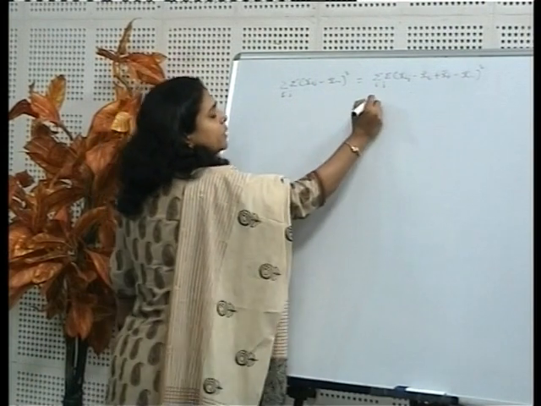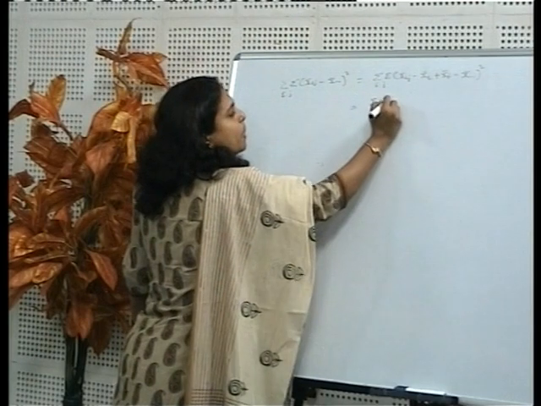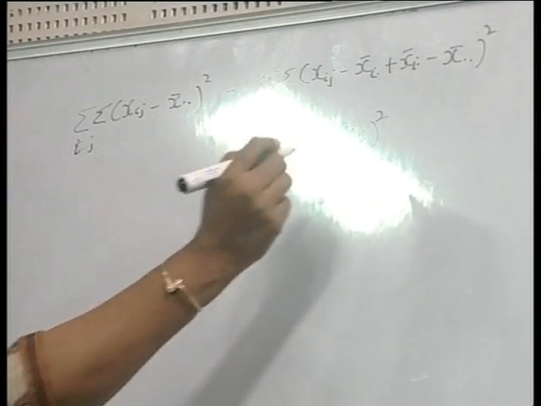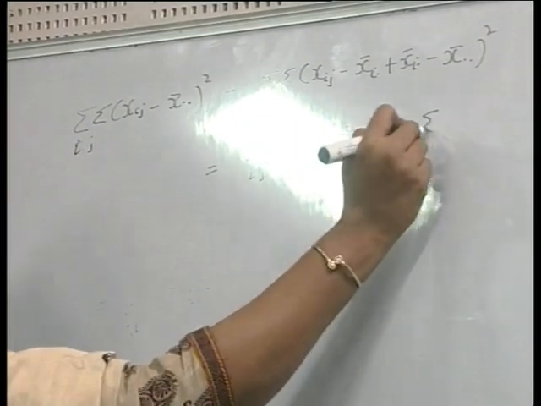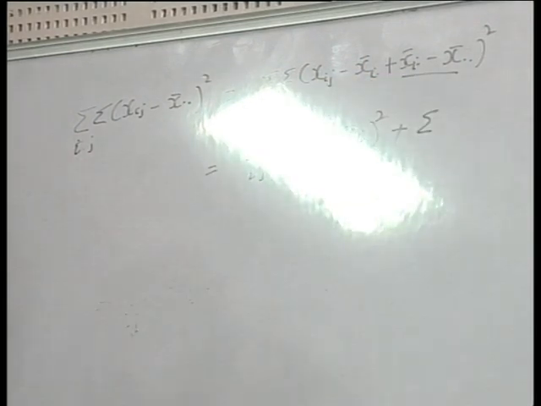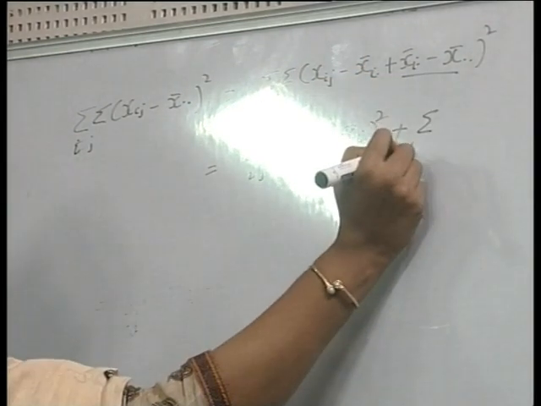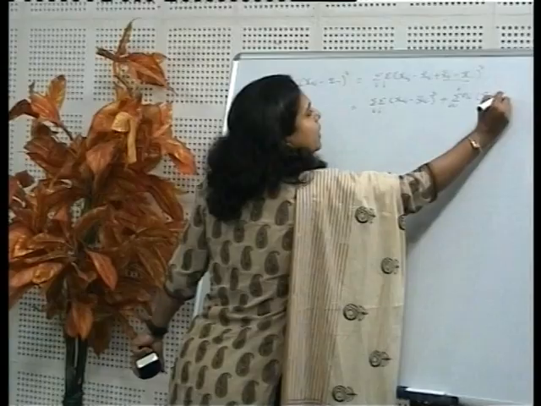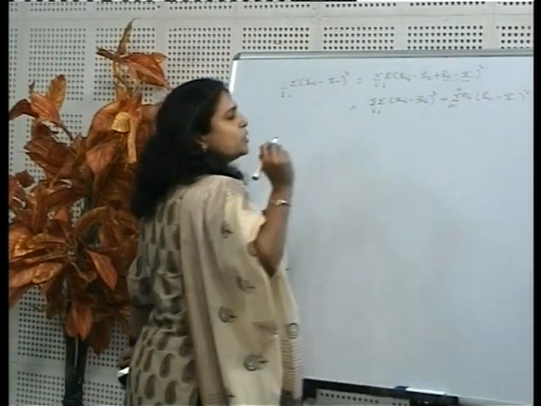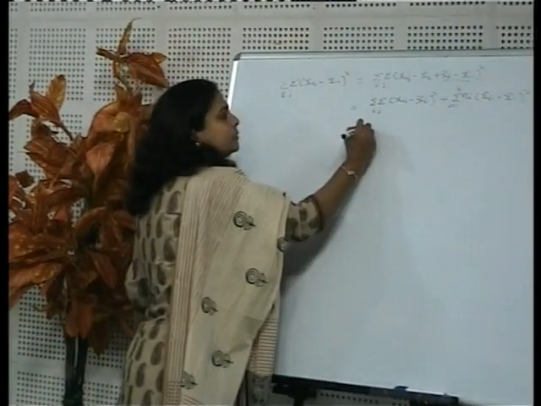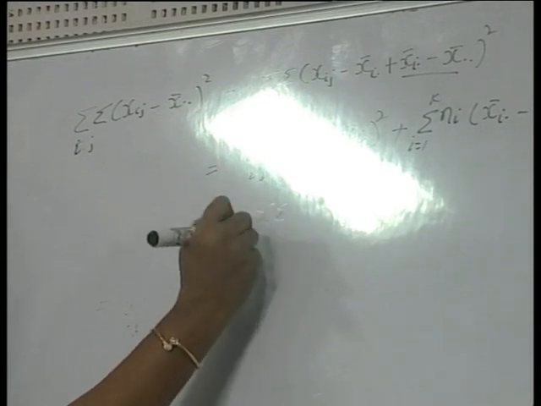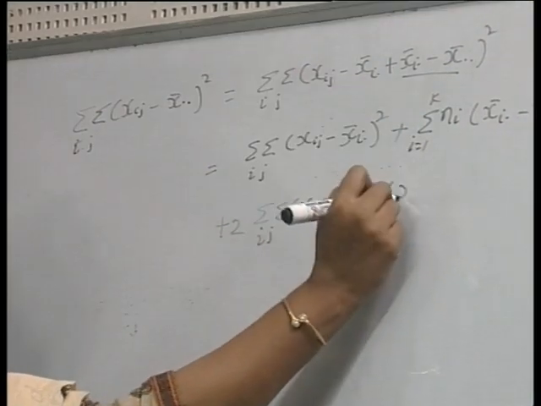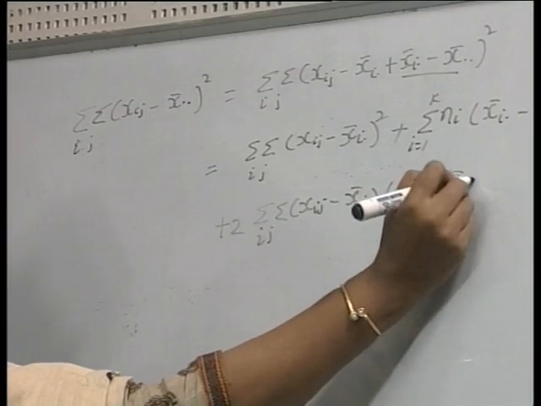Now when we expand this, we get double summation xij minus xi dot bar square plus the second term, which is free from j, so we can write i ranging from 1 to k, ni times xi dot bar minus x bar double dot square, plus the product term, that is 2 times double summation xij minus xi dot bar into xi dot bar minus x bar double dot.